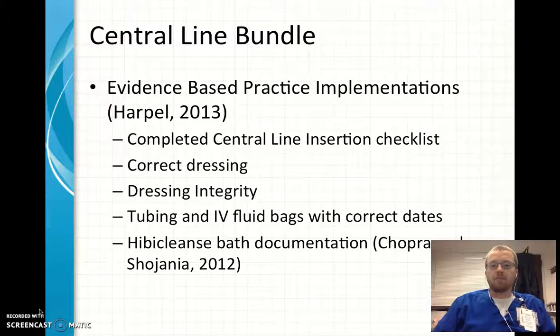So she came up with a Central Line bundle based on an article written by Harper, which entails a completed Central Line insertion checklist, which includes a timeout to ensure the right patient, and then it's just a checklist to ensure that sterility is maintained and a couple of different things.